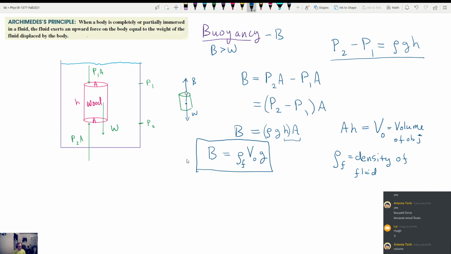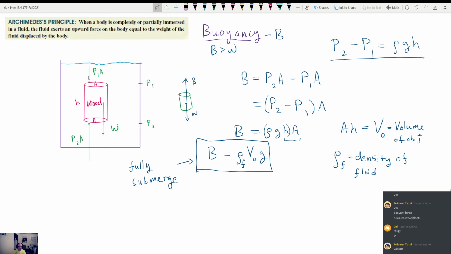So this is the definition of what the buoyant force is when an object is fully submerged, okay? It has to be completely underwater. And if it's completely underwater, the buoyant force is equal to the density of the fluid times the volume of the object multiplied by gravity. Or put in a much more eloquent way by Archimedes, when a body is completely or partially immersed in a fluid, the fluid exerts an upward force on the body equal to the weight of the fluid displaced by the body.